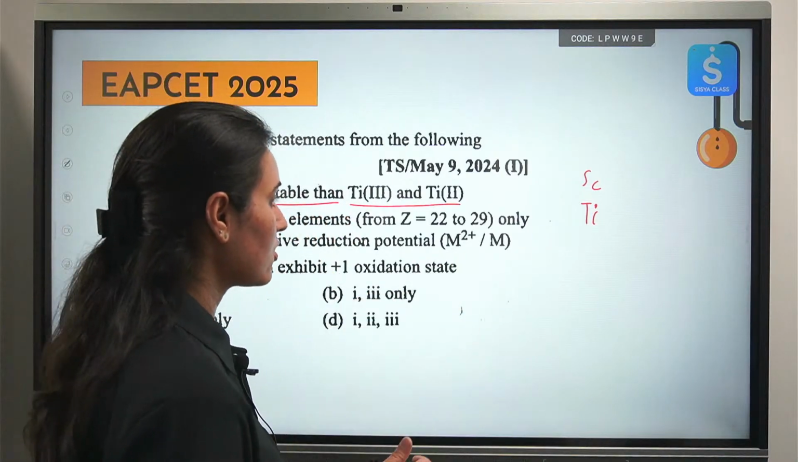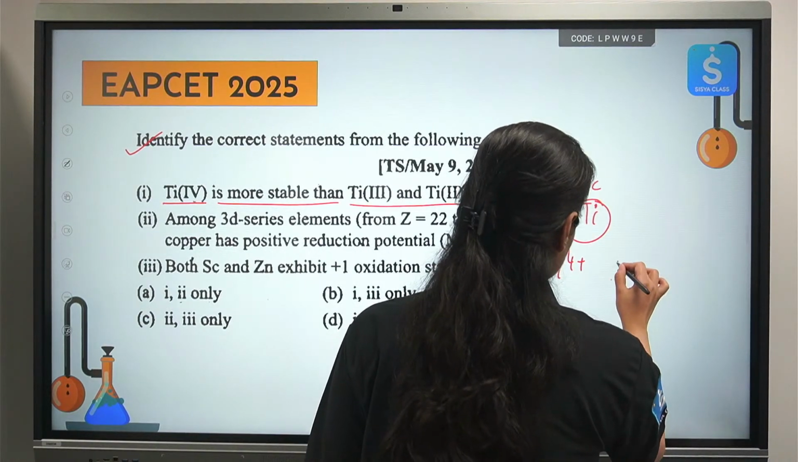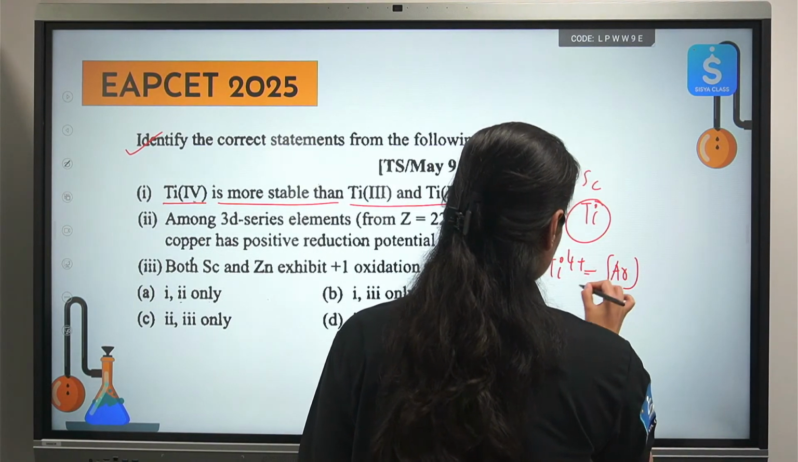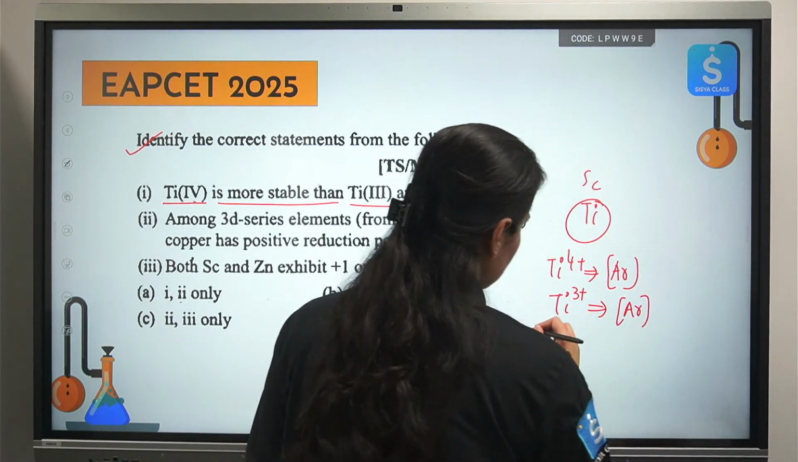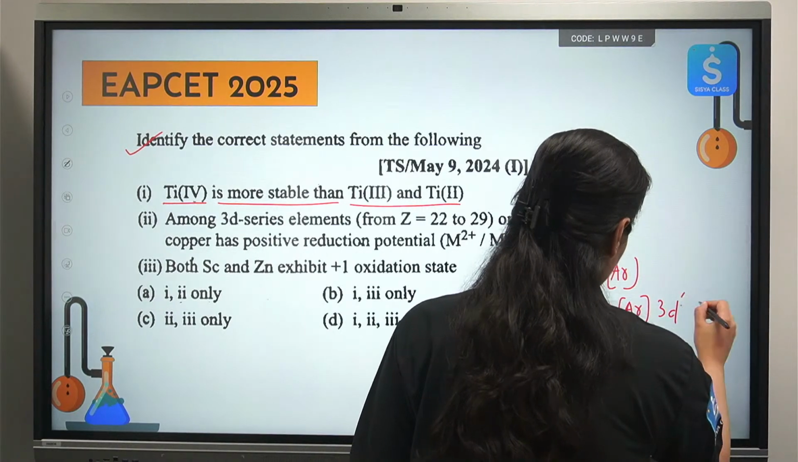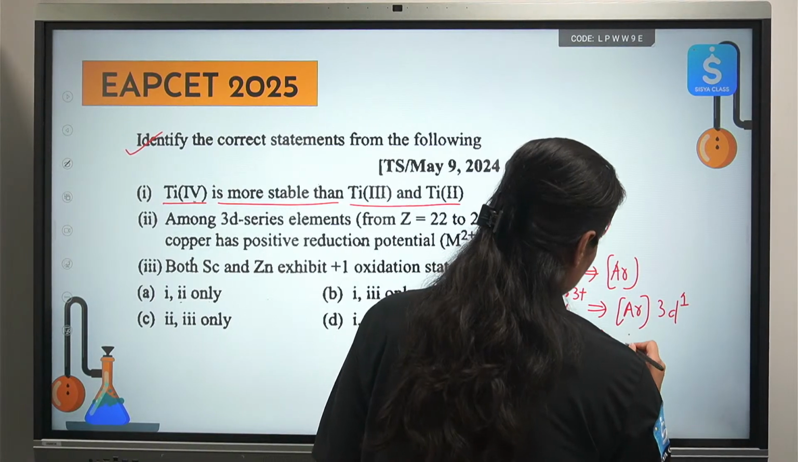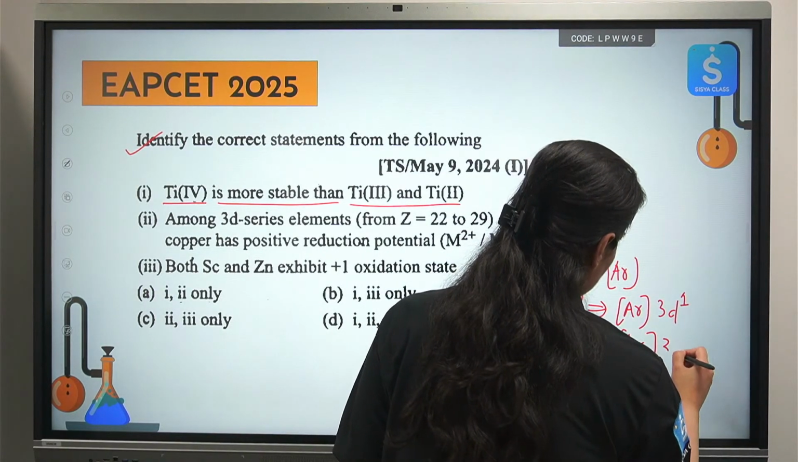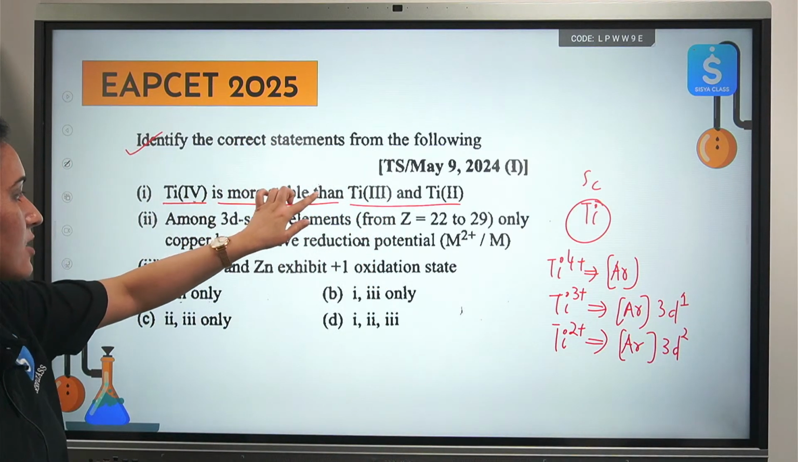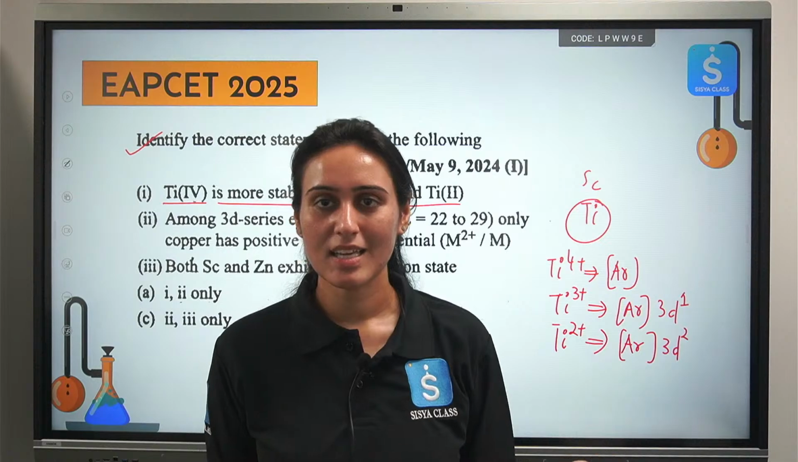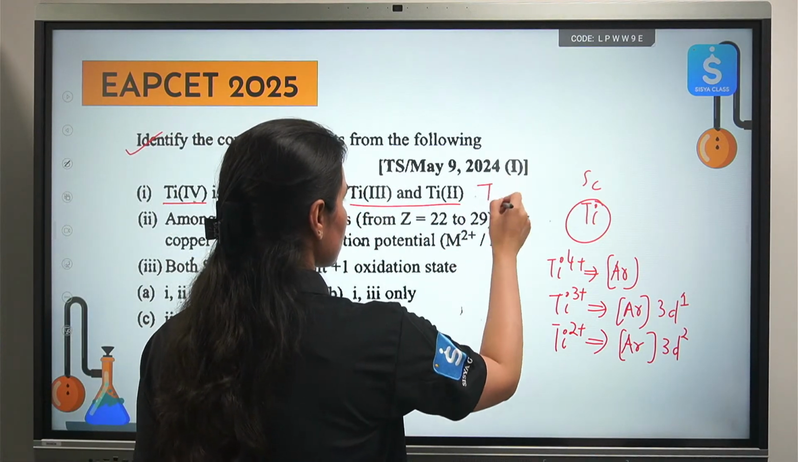So if you talk about Ti4+, it has noble gas configuration. Ti3+ has 1 electron in d orbital. Ti2+ will have 2 electrons in its d orbital. So they are saying Ti4+ is much more stable than Ti3+ and Ti2+. Yes, obviously, because in Ti4+ we have noble gas configuration. As simple as that. So this statement is true.